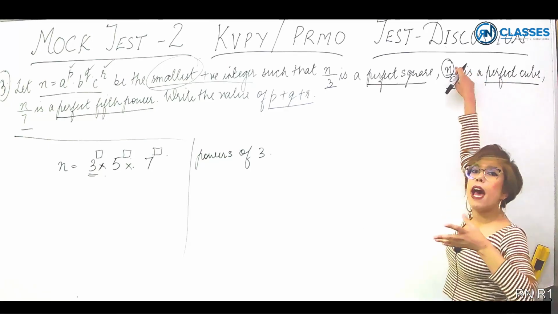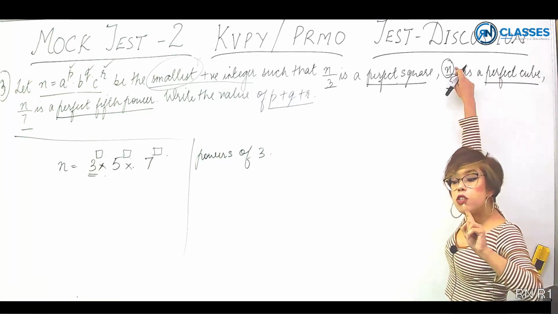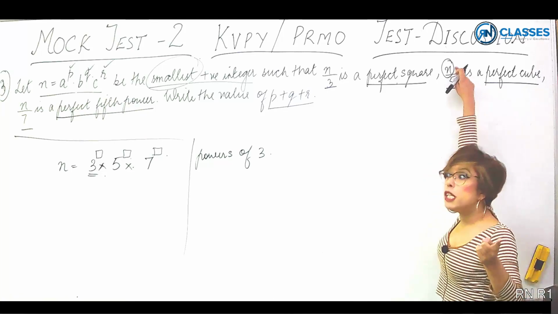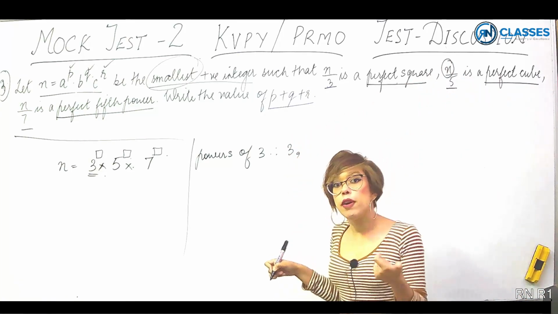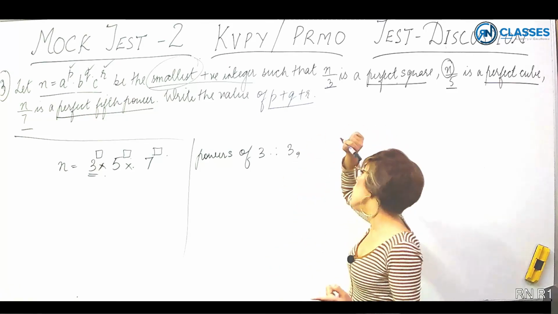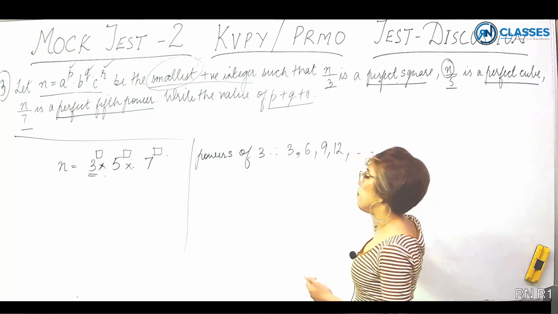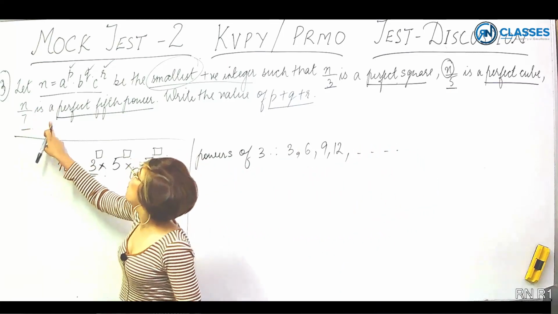That means it should have the factor of 3 and it should be a perfect cube. Now, do you think I can have 3 raised to 1? No, because I want a perfect cube. So, do you think I can get 3 square? No. I can have 3 cubed. So, that means the power of 3 can be 3. It cannot be 4, it cannot be 5 because I want a perfect cube. It can be 6, it can be 9, it can be 12 and so on.